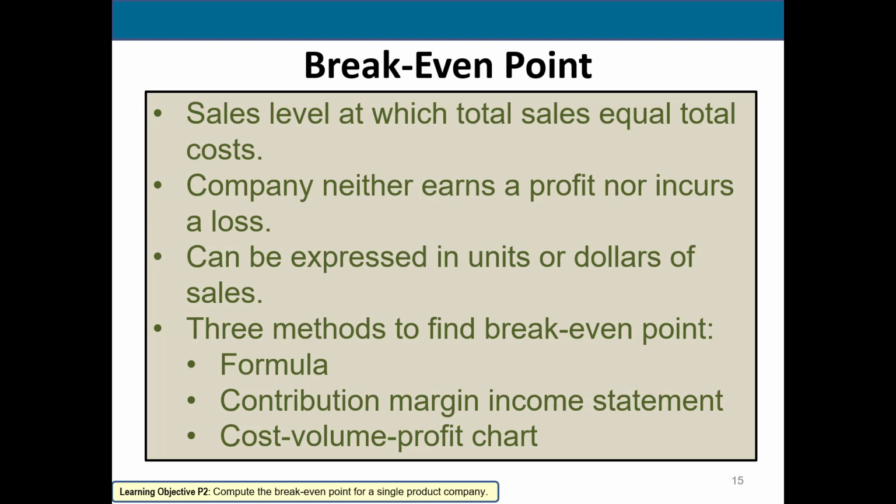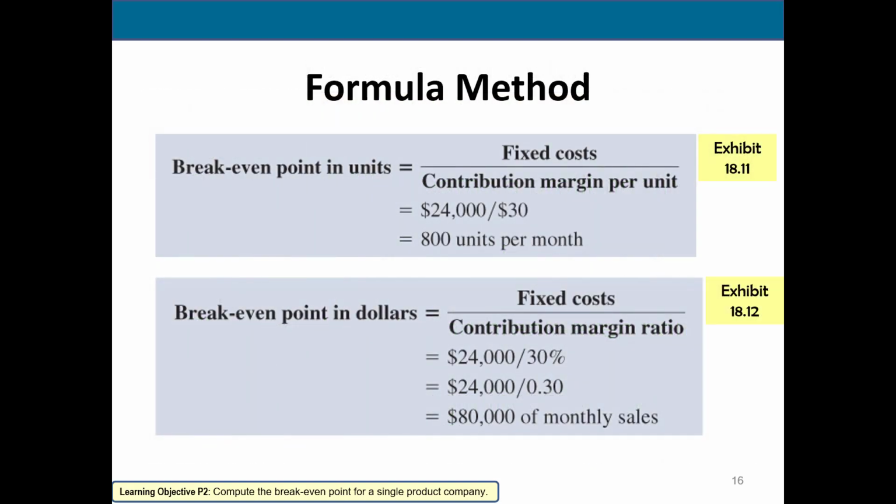So we're going to look at an example here using the formula method. We're going to compute the break-even point where we have a company that has a $30 contribution margin and a 30% contribution margin ratio. To compute break-even point in units, we're going to take fixed cost and divide by the contribution margin. So 24,000 fixed cost divided by $30 is 800 units.